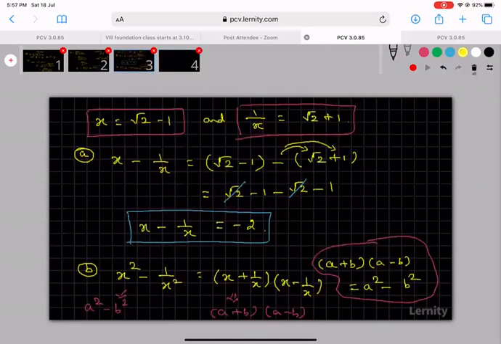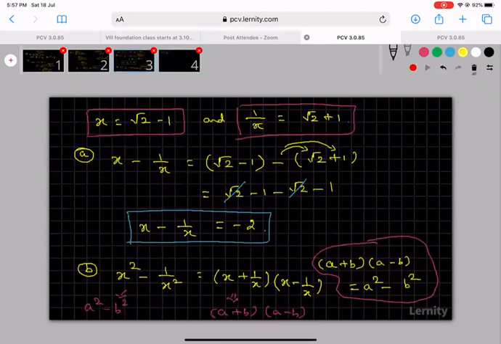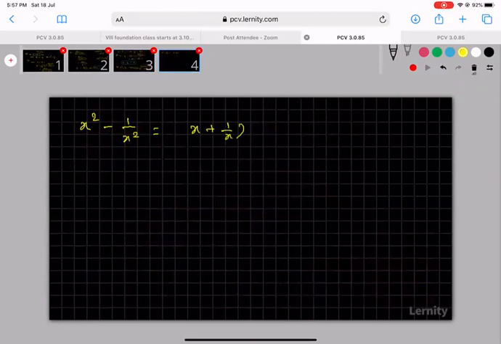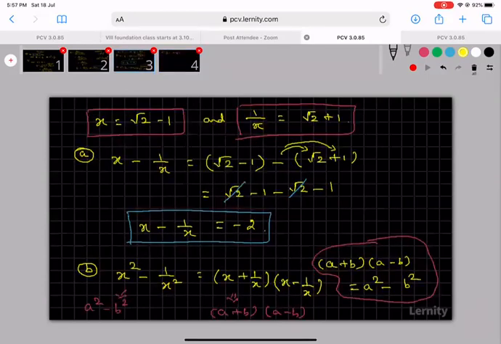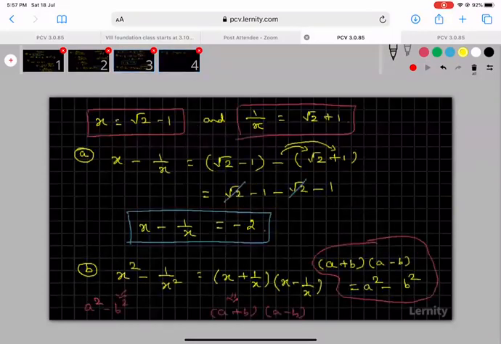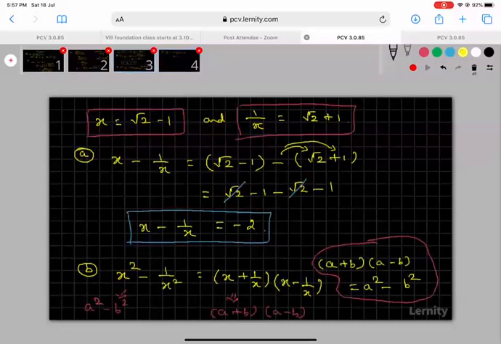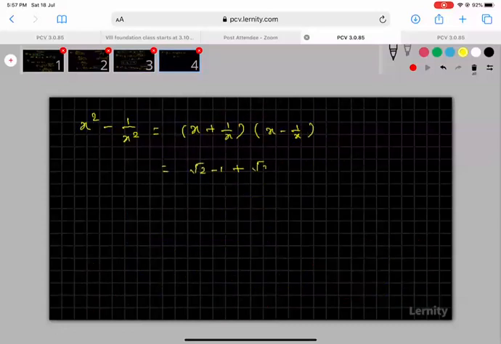In the previous step, x square minus 1 by x square means I can write this as x plus 1 by x into x minus 1 by x. Okay, here already we know that x is equal to root 2 minus 1, and 1 by x is equal to root 2 plus 1. For this bracket, x is equal to root 2 minus 1, 1 by x is equal to root 2 plus 1.